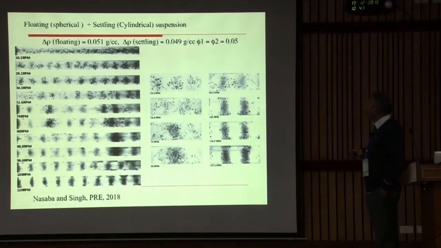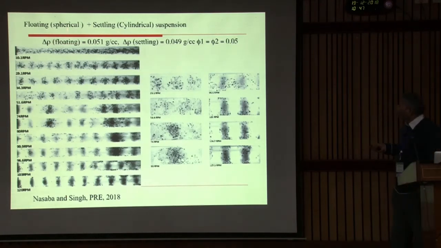This is the case when I had floating spherical particles and the settling particles were cylindrical in shape. In this case, we observed that, like what you had for the spherical settling particles, again you see the settling particles disturb the band formation. So for the settling cylindrical particles, the floating particles which were uncolored are all dispersed throughout this cylinder.